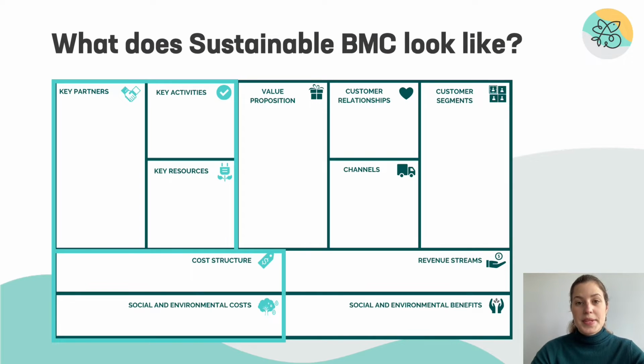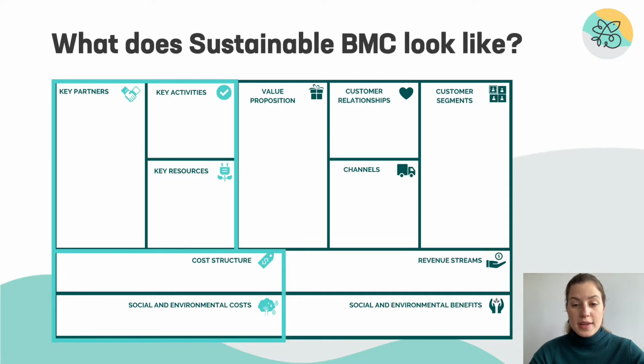The traditional business model canvas is made up of 9 overarching components, but in 2010, business experts Osterwalder and Pigneur introduced a sustainable version of the business model canvas by adding 2 additional components to account for the social and the environmental impact of a business. The Sustainable Business Model Canvas has 2 building blocks that represent the 2 main sides of a business.